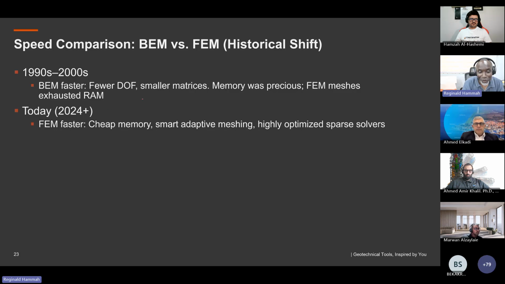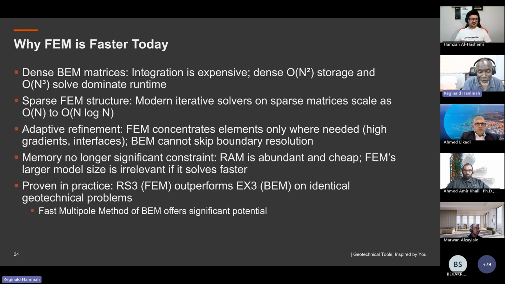However, there's always progress. So people are working on the boundary element method now. It's now the fast multipole method that allows the boundary element method to also do things very fast. It still has certain limitations. Every method has pros and cons. So for now, this is what I wanted to discuss about the boundary element method.